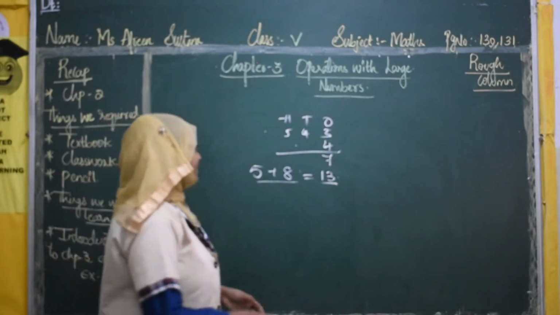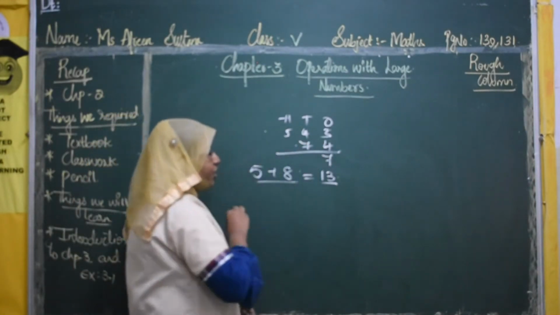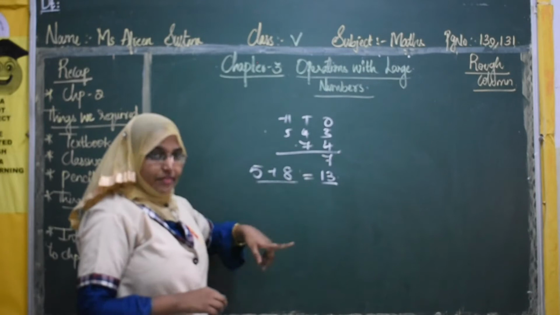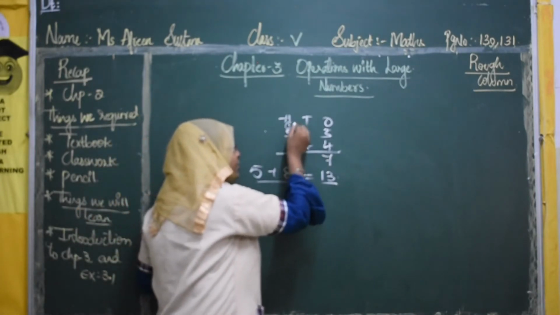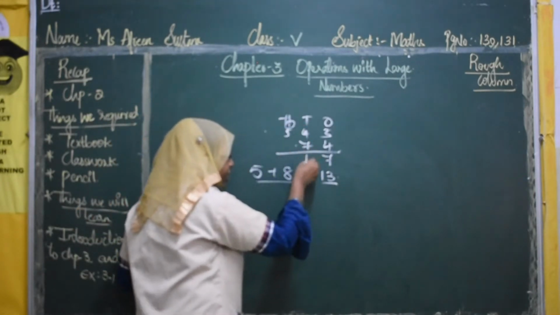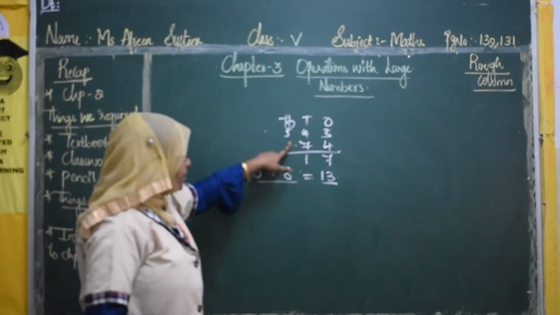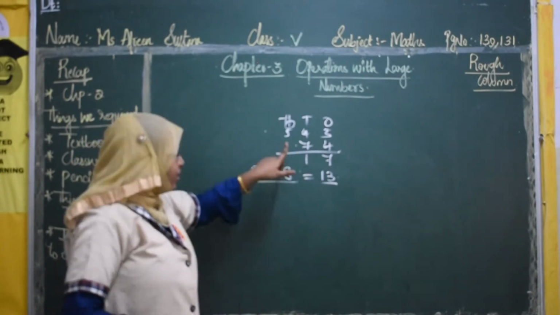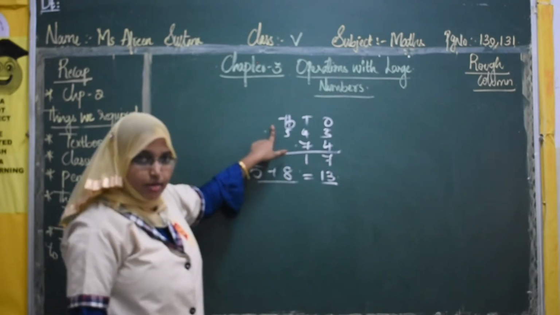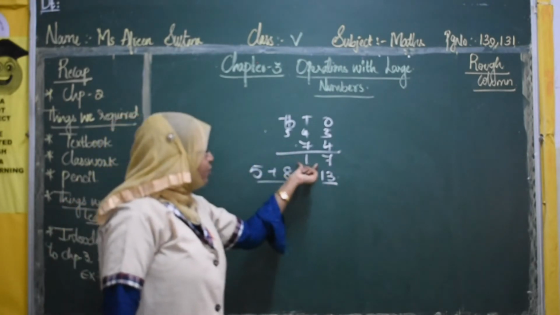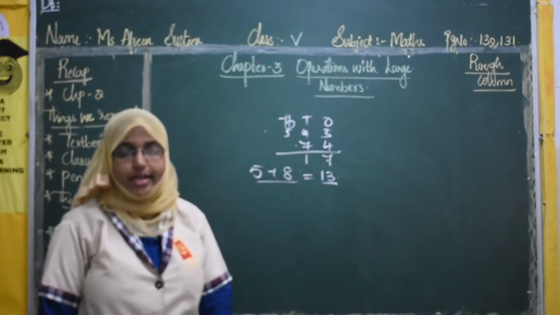Suppose here 7. So what are you going to do? 7 plus 4 is 11. So you will carry 1 to the next place, and write down the 1. So if the sum is more than 9, then 1 will be carried over to the next place, and the remaining number you will write down, right?